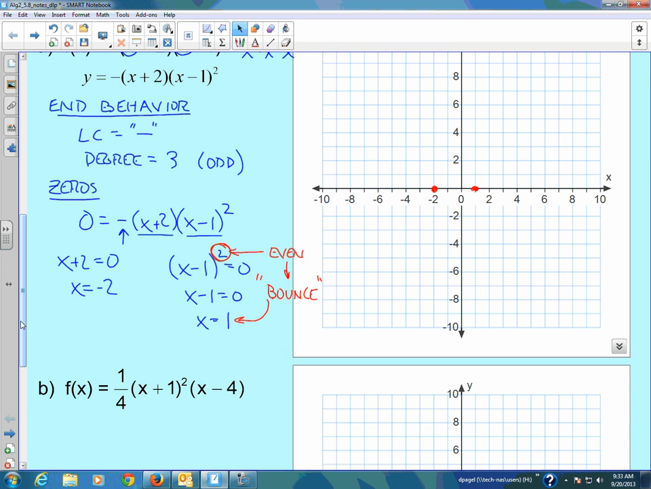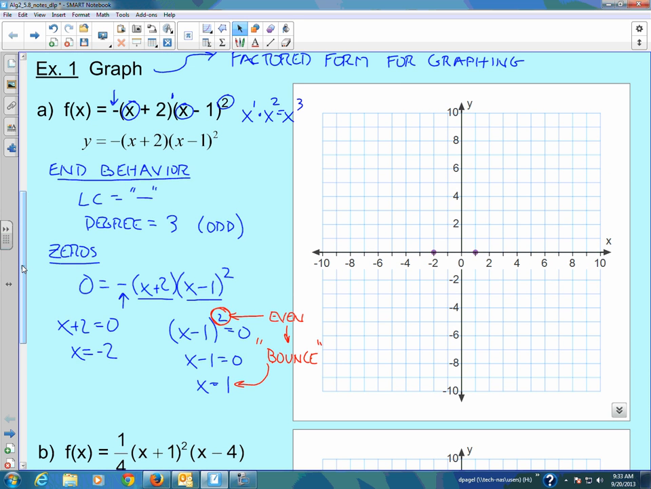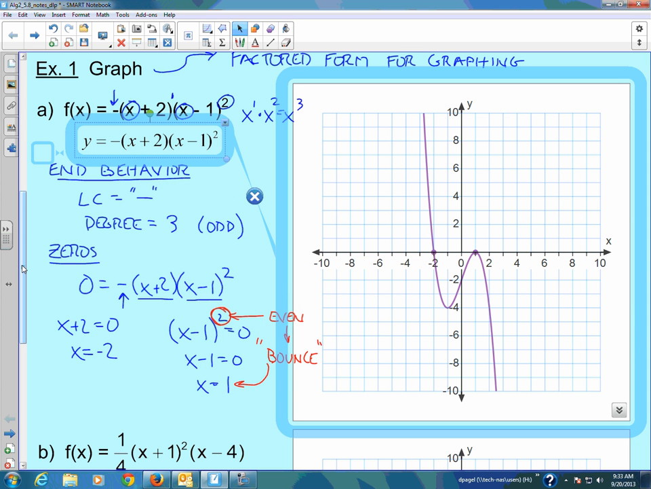And then we go ahead and we graph them. Put them up this way. And we go ahead and we graph this thing. Now, it's an odd function with a lead coefficient of negative, so it should be starting above the x-axis, coming through negative 2, making a turning point somewhere between negative 2 and 1. And then going up to 1 and bouncing off of it. So it would look like this. And there's our graph.